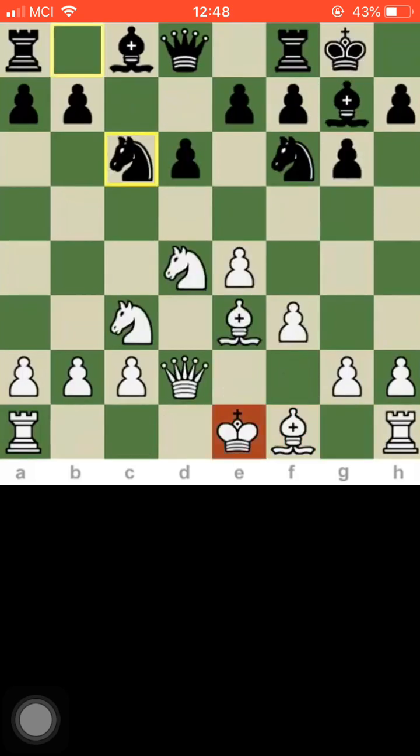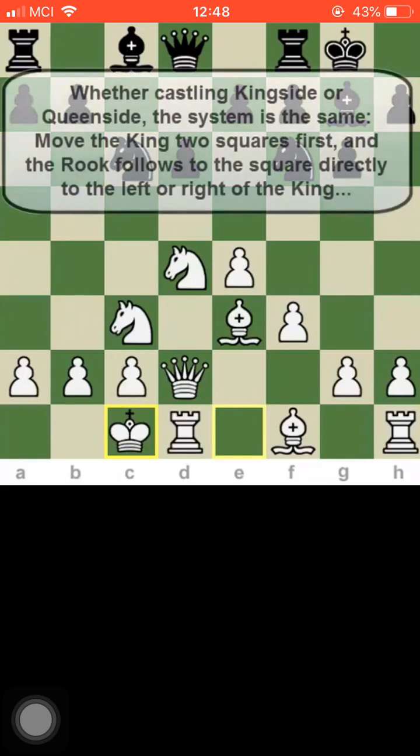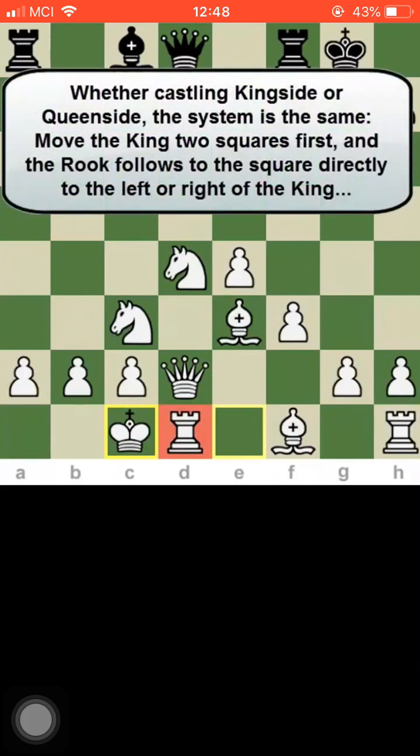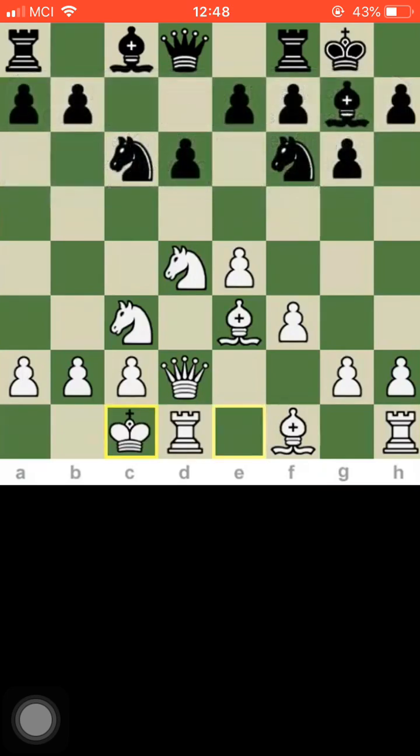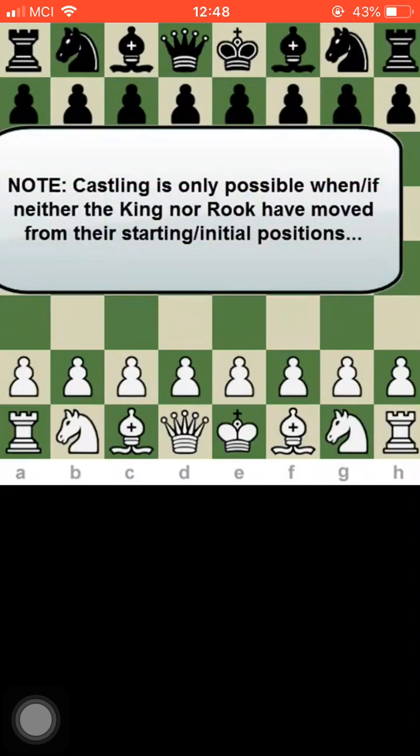Noted should be that you also have the ability to castle queenside. The system is the same. The king moves two squares, and the rook lands himself on the square directly to the right of the king in this case. Again, we see that the king moves two squares, and the rook will automatically find himself on the right side of the king.